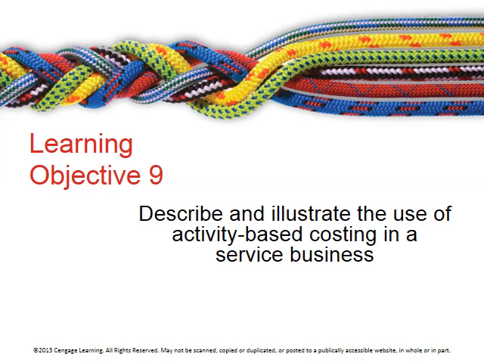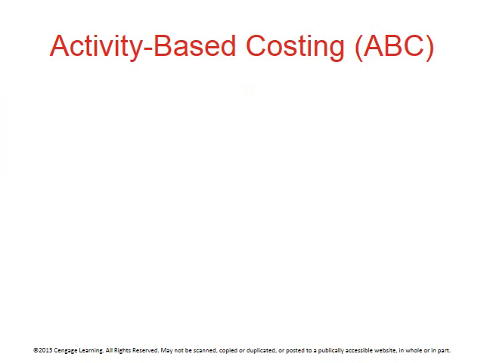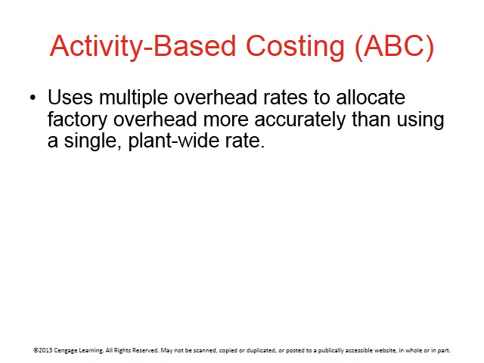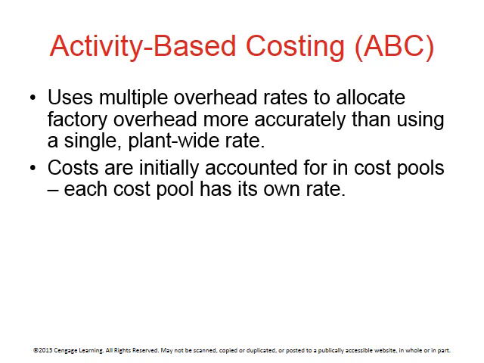Last thing we'll look at is activity-based costing in a service. So activity-based costing, we're using multiple overhead rates to allocate overhead rather than a single rate. So remember before we calculated that $5 per direct labor hour rate? Well, at ABC, there would be multiple overhead rates. So you would use direct labor hours, machine hours, you'd use multiple rates. And then you put the cost in what's called a cost pool, which has its own rate.